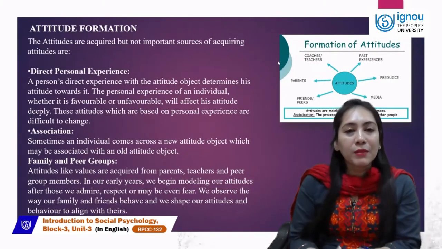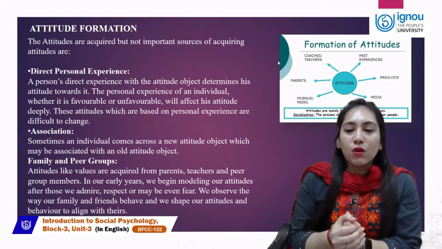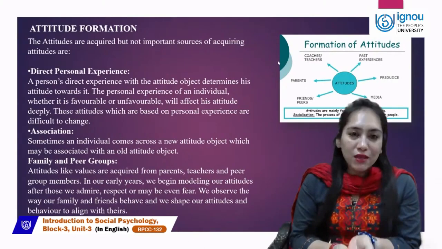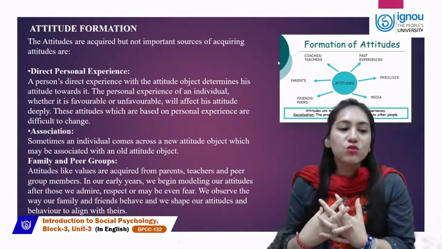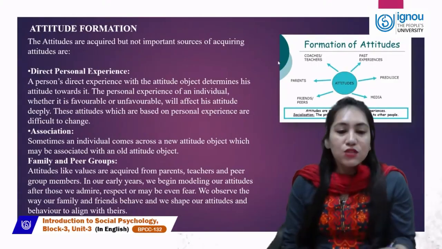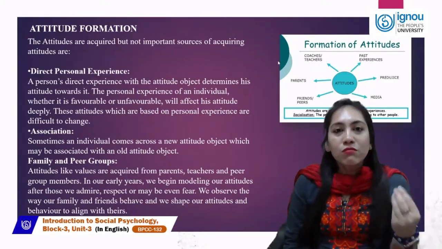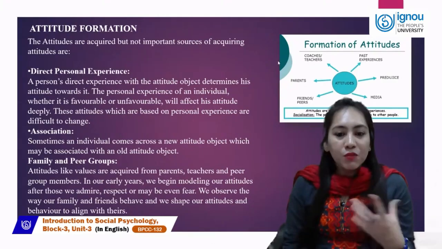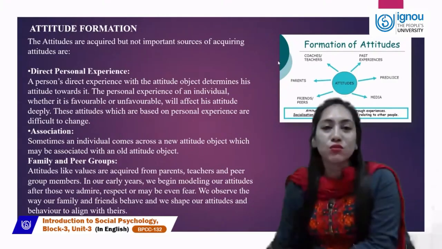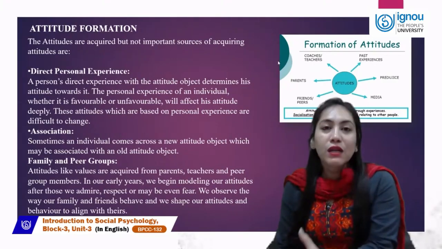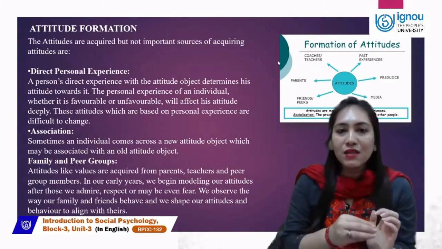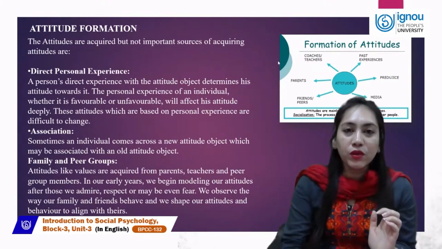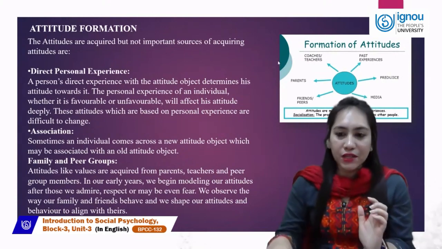Then we have family and peer group. Family is your primary group and peer group is your secondary group, groups that you interact with day in and day out. So obviously, modeling, observation, and socialization is a process that your family gives you to learn an attitude from. They make sure that you associate and relate to people while also learning their attitude.